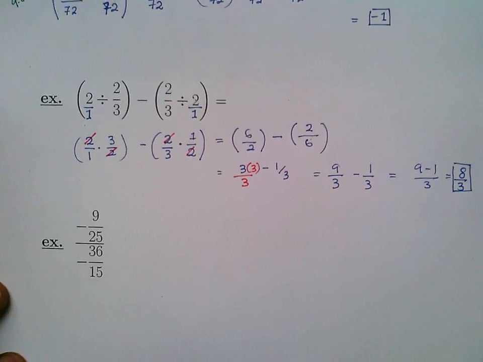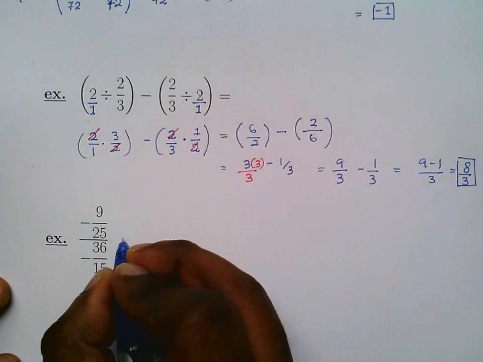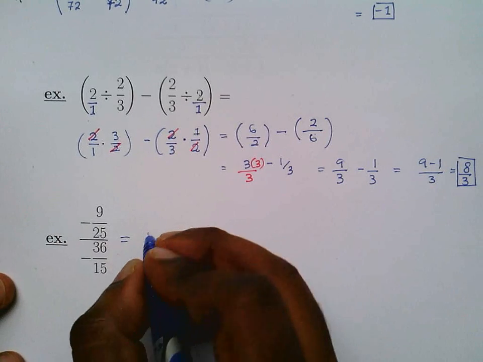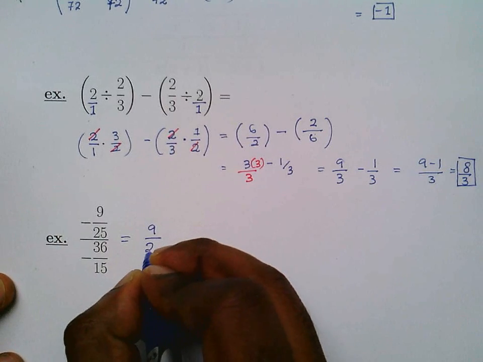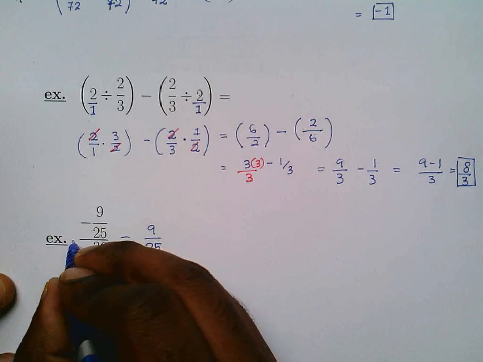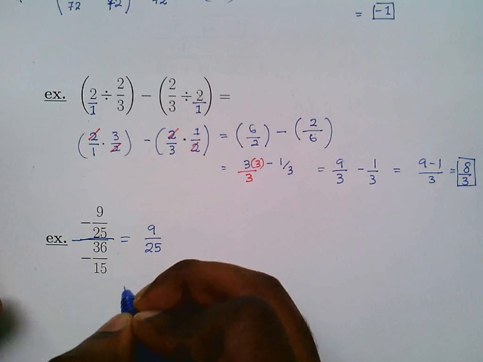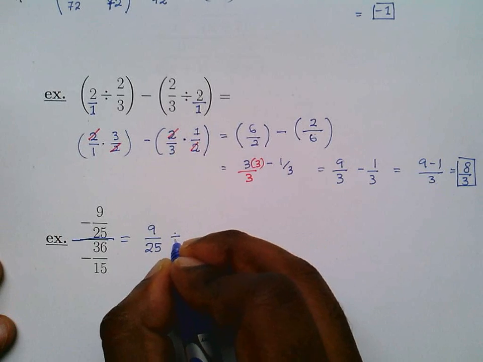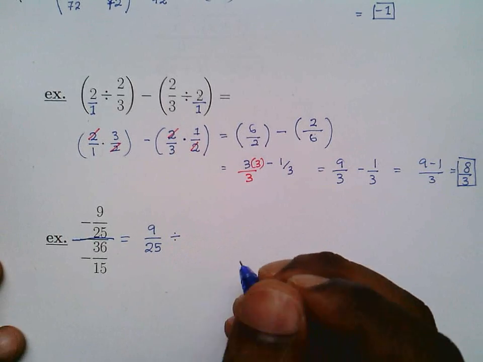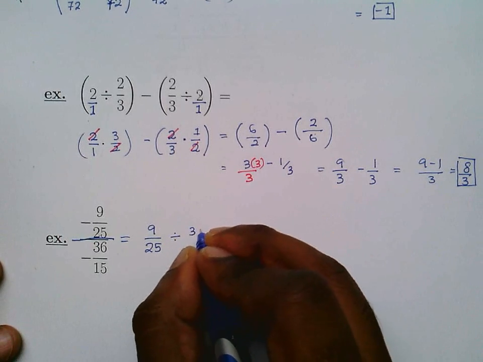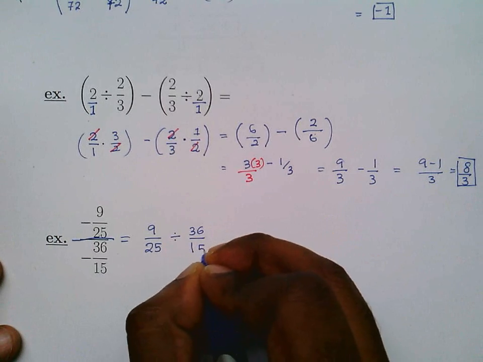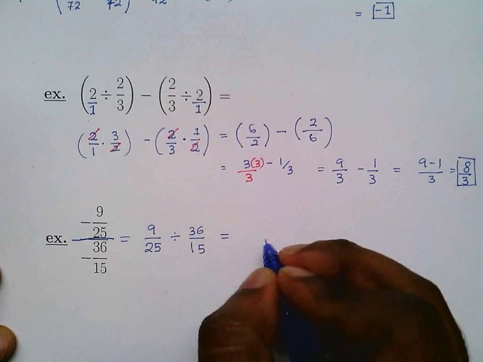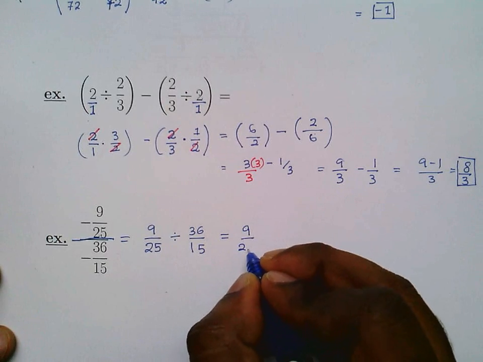Alright, so let's go to the next example. And the first thing you can see is there's just 2 negative signs. You can just ignore them and write 9/25. And this large fraction bar means division. So just to make things simpler, so that we don't have fractions of fractions, you just make it divided by 36/15. And because it's a division, you can just flip the second one and multiply.